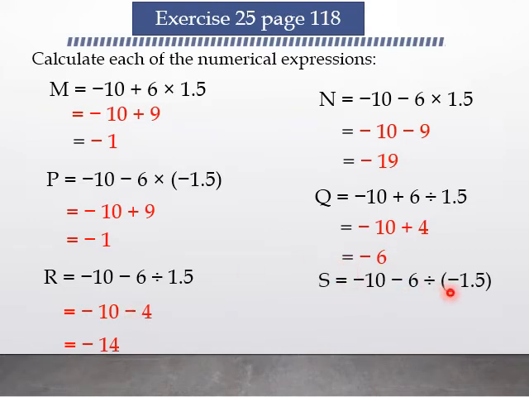S equals minus 10 minus 6 divided by minus 1.5. The priority goes to division, sign by sign. Minus 6 and minus 1.5, with division between them. Start with the signs. Write minus 10 on the line. Minus minus is plus, and 6 divided by 1.5 is 4. Minus 10 plus 4 is minus 6.